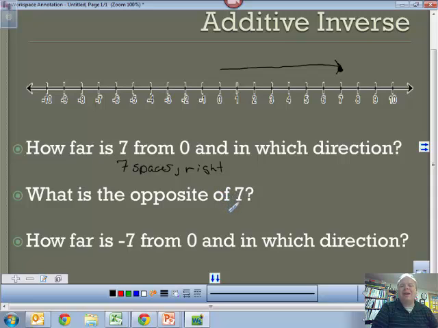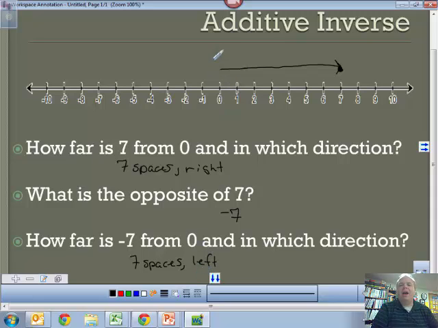Now, what is the opposite of 7? Well, this is a positive 7, so the opposite would be -7. Okay, now I want to know how far is -7 from 0 and in which direction. Well, -7 is still 7 spaces. Which way did I have to go? I had to go to the left.